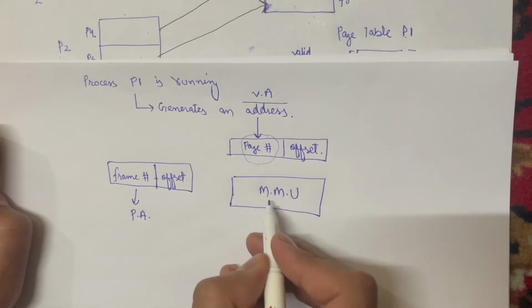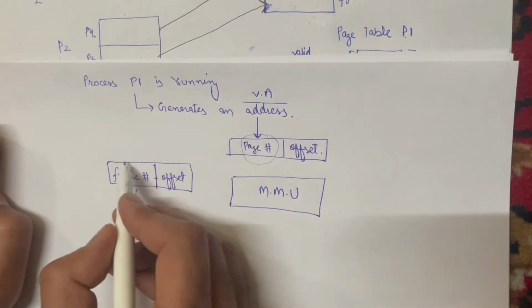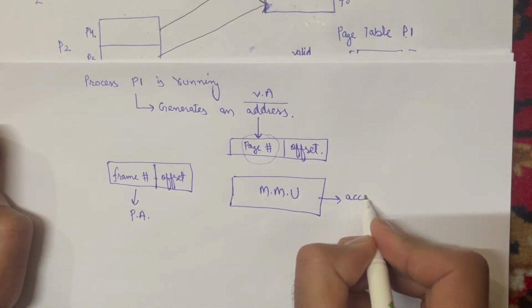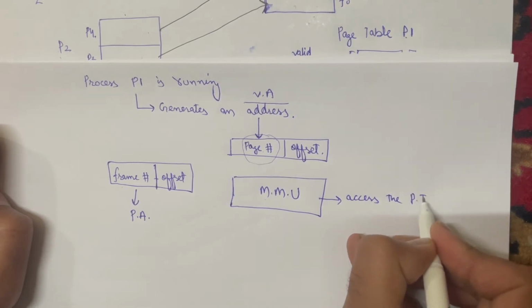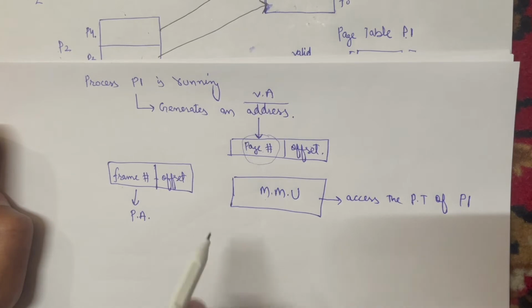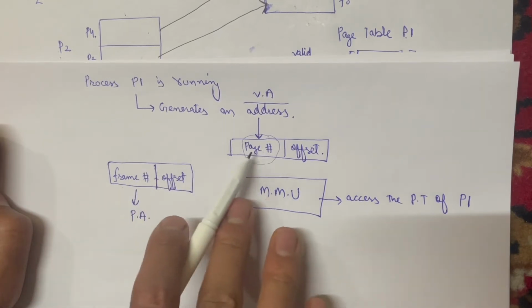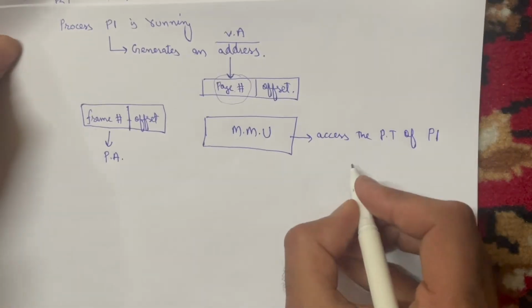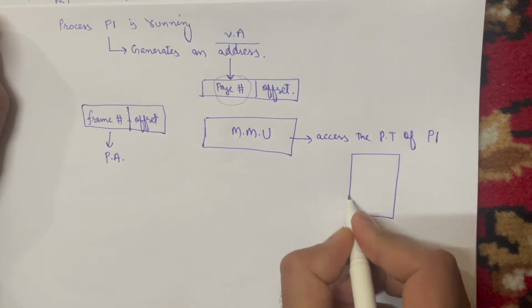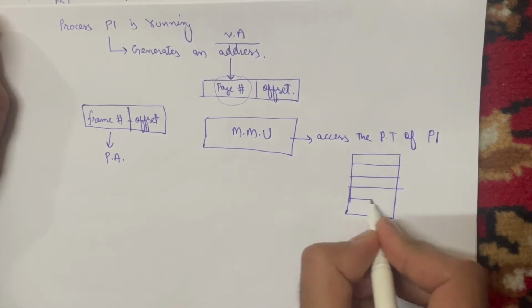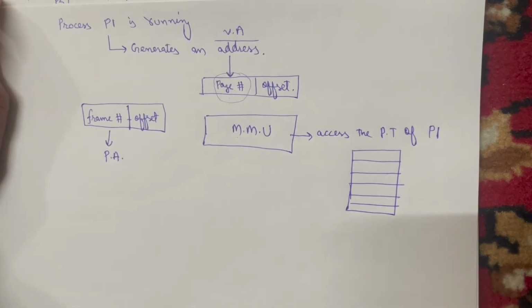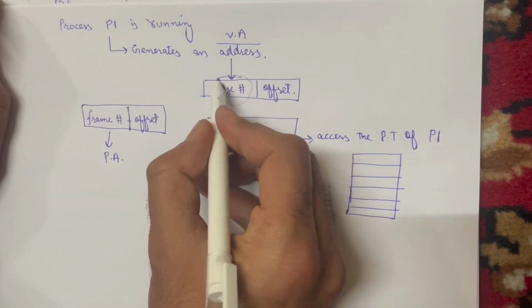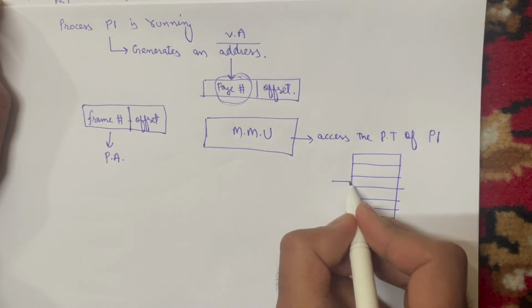Okay, and how will this memory management unit get this frame number from the page number? It will access the page table of P1, because we know that this mapping, the page number to frame number mapping, is stored in the page table. So this is the page table of P1. The memory management unit will access this page table and see this particular entry, let's suppose this one.